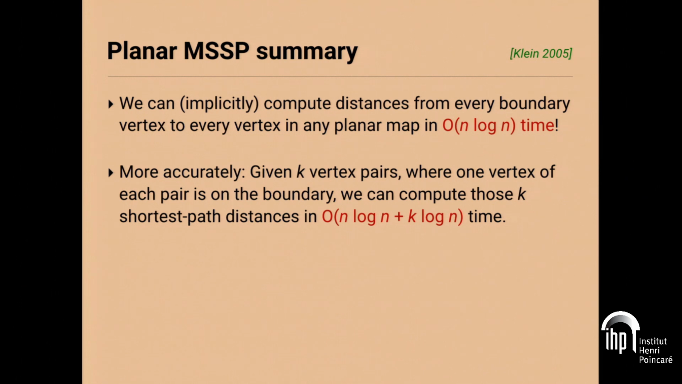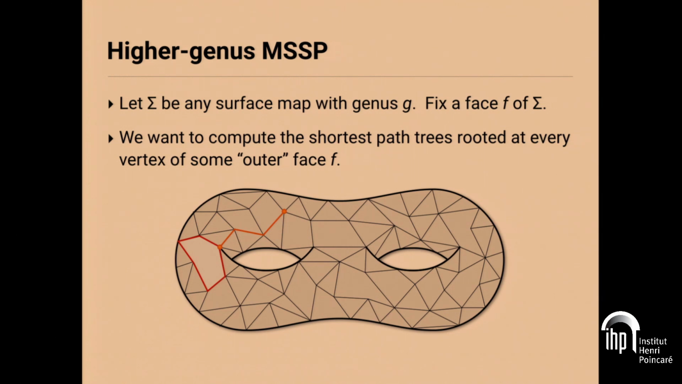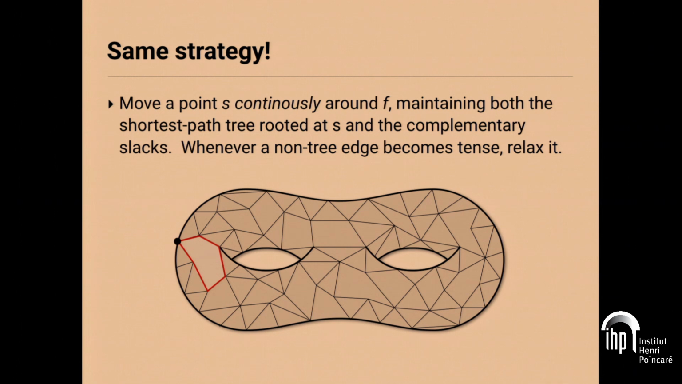But that was in the plane. We don't care about shortest non-trivial cycles in the plane because there aren't any. So we have to now pop back up. So in the higher genus setting, we're doing more or less the same thing. Again, we've got an outer boundary face, and we want to compute shortest paths from that outer boundary face to a bunch of other places. We're going to do exactly the same thing. We're going to move the source continuously around that outer boundary face and maintain the shortest path tree. Again, using this tree-cotree decomposition to guide where we look for searches. So I'll very briefly give you the high-level sketch of what's different.